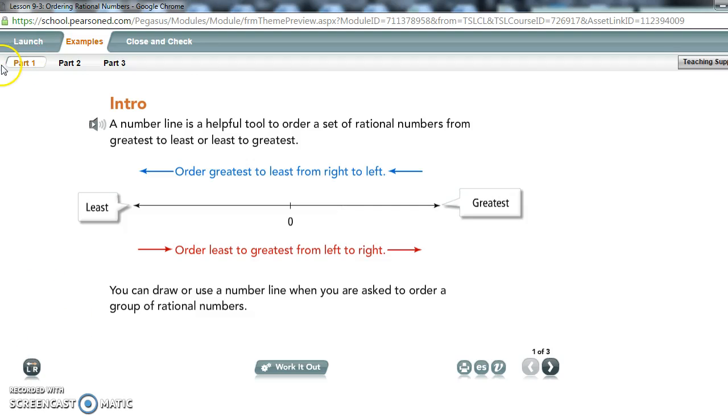So today we're going to do 9.3, which is all about ordering rational numbers. So remember, a number line is a helpful tool to order a set of rational numbers from greatest, on the right, to least, on the left. So if you order from greatest to least, you read from the right to the left, and from least to greatest, you read from the left to the right. You can draw it or use a number line when you are asked to order a group of rational numbers.